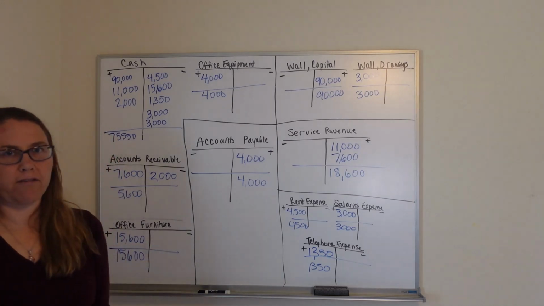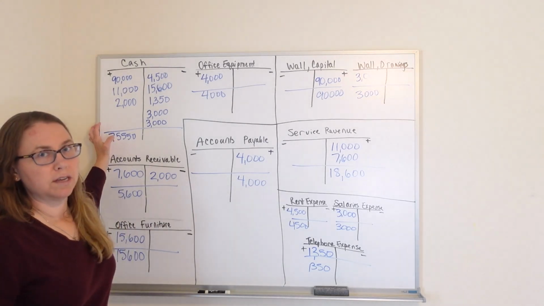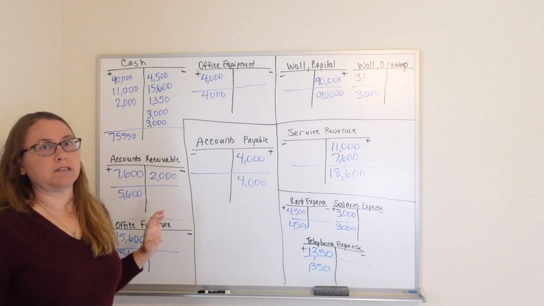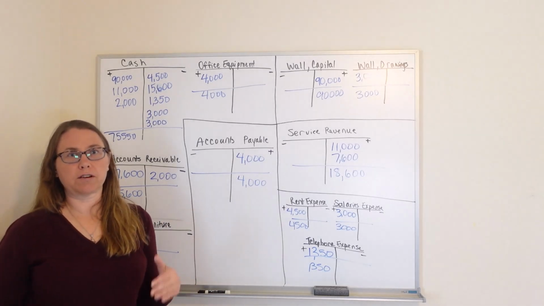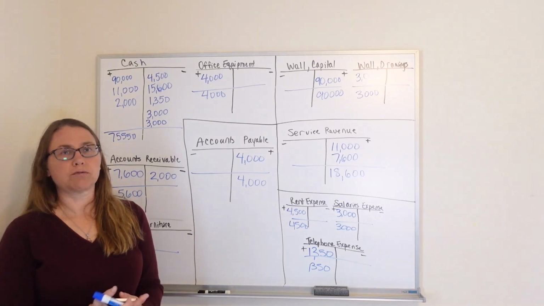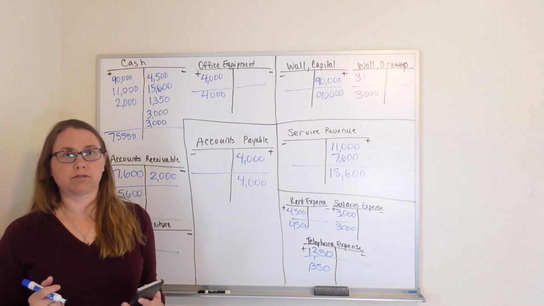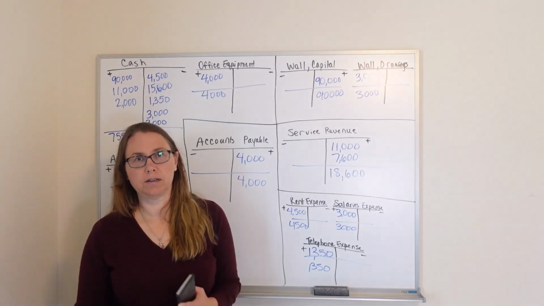Okay, so now that I have all my ending balances, I'm going to take these balances and put them into a trial balance. So a trial balance is really just a list of the accounts and their ending balances as of a certain day, and you just want to make sure your total debits equal total credits. So we're going to go back to the computer and I'm going to show you that part.